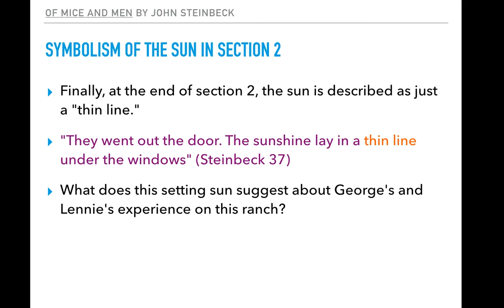Finally, at the end of section 2, the sun is described as just a thin line. "They went out the door, the sunshine lay in a thin line under the windows." What does this setting sun suggest about George's and Lenny's experience on this ranch? A thin line of the sun, when at the beginning of the section it was bright.